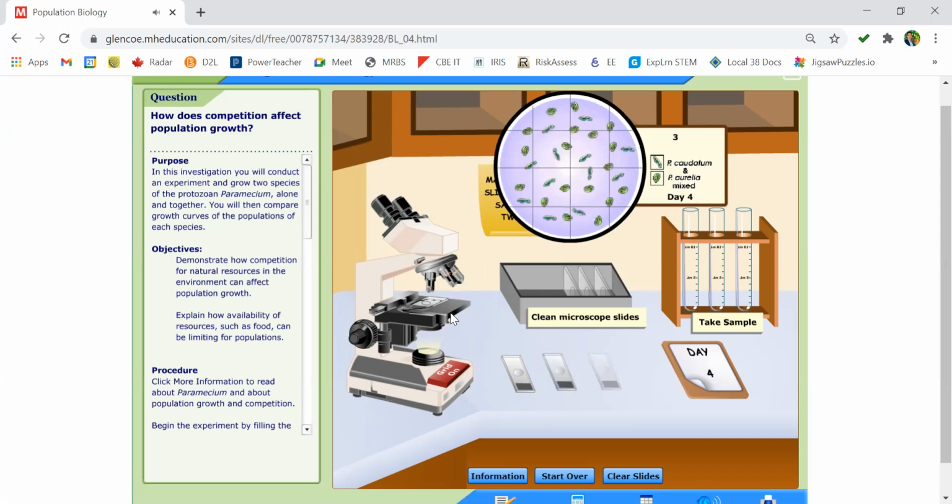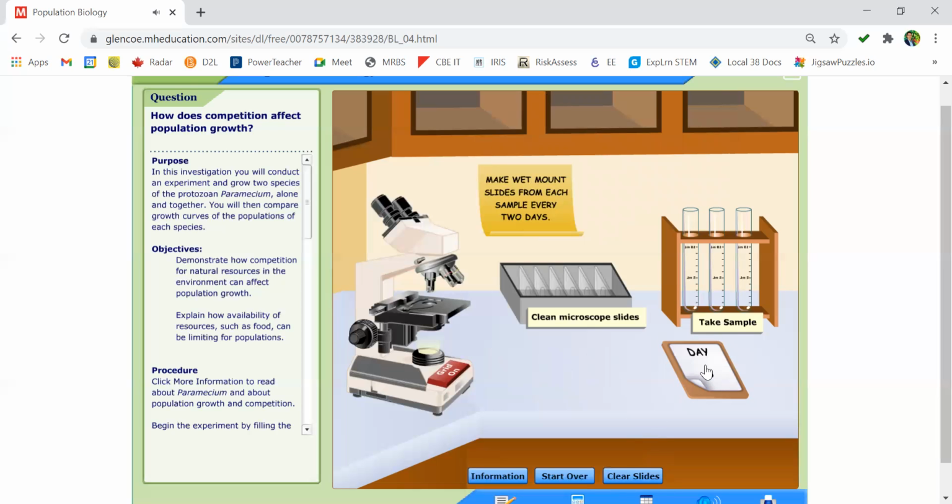And our third test tube is a mixture of both Paramecium caudatum and Paramecium aurelia. Once again, pause the video to count the number of cells per milliliter of each species. Let's advance to day 6.